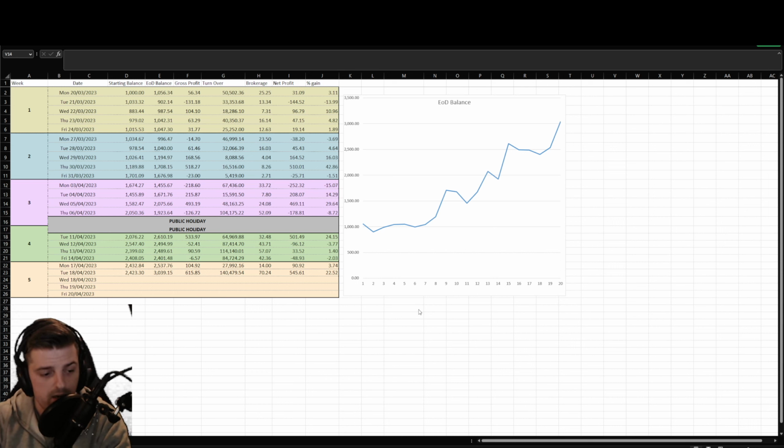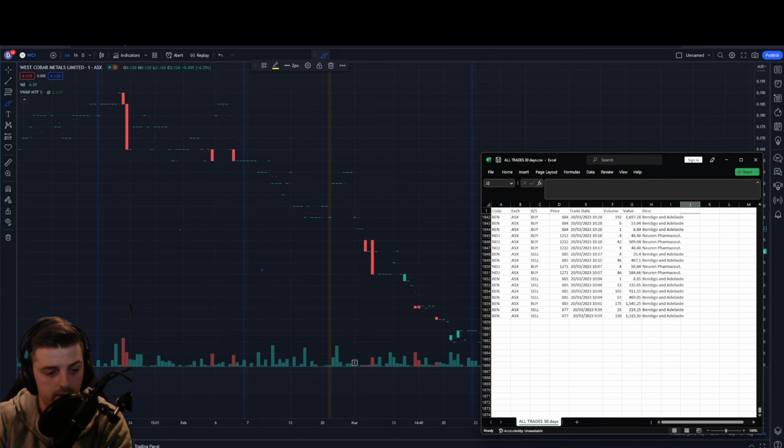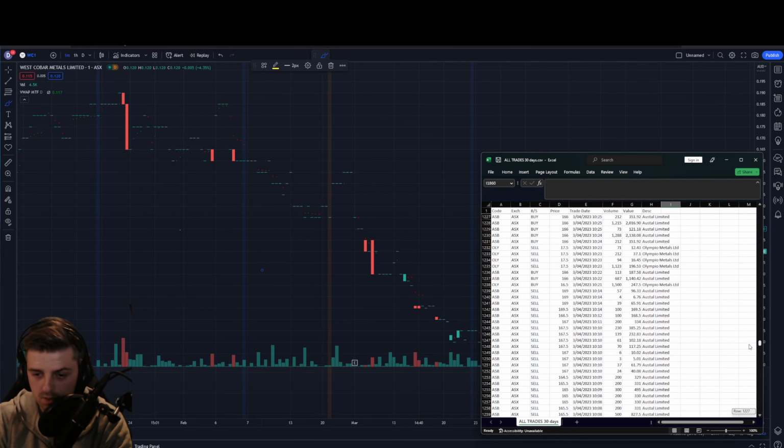So that's that, and now we're going to take a look on TradingView at the more interesting trades, I guess the trades that spiked to the upside and were more significant to this trading account. So we're going to take a look at the first trade here for WC1 that stood out, and that was on the 30th of March. So just going to scroll through to the 30th.